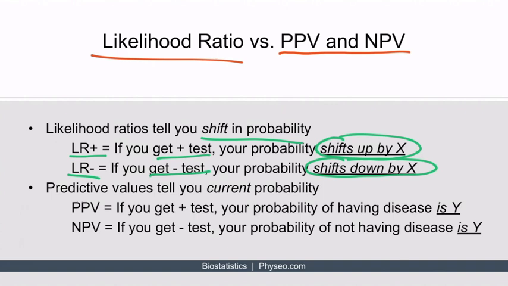Contrast that to predictive values, which basically tell you your current probability. In other words, a positive predictive value will tell you that if you get a positive test, your probability of having the disease is Y. Likewise, a negative predictive value tells you that if you get a negative test, your probability of not having the disease is Y.